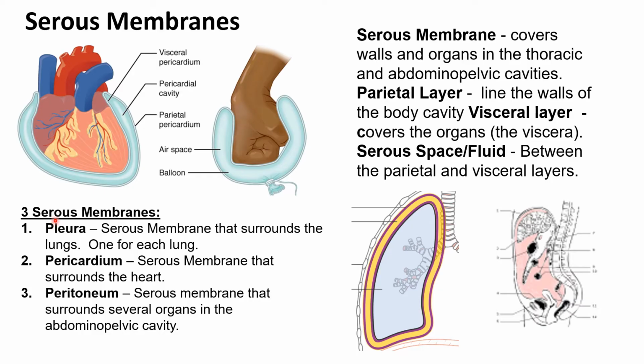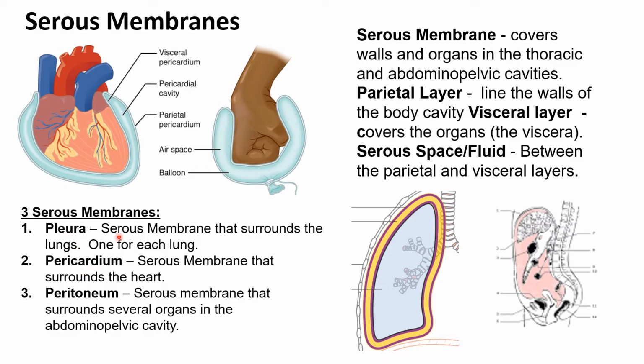So let's look at the 3 serous membranes. This up here is the pericardium. The pericardium is a serous membrane, therefore it has 2 layers. We have the visceral pericardium and the parietal pericardium.